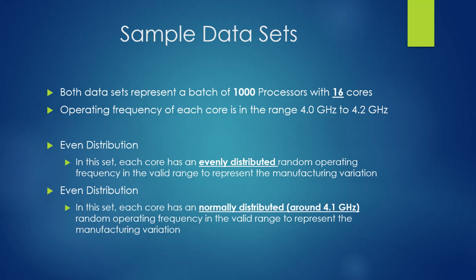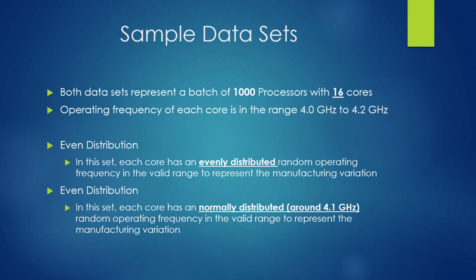And the operating frequency of each of these single cores on this multi-core processor is in the range of 4 gigahertz to 4.2 gigahertz. So anything outside of this range is not considered. Anything less than 4 gigahertz would be a failing device and not part of the binning process. And in this case, 4.2 is just a theoretical maximum that is needed to configure the range for this simulation.